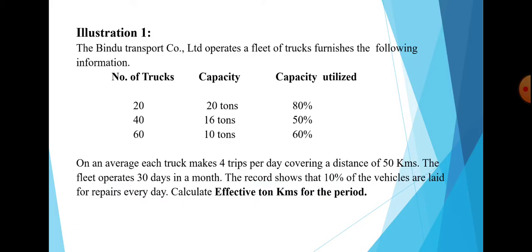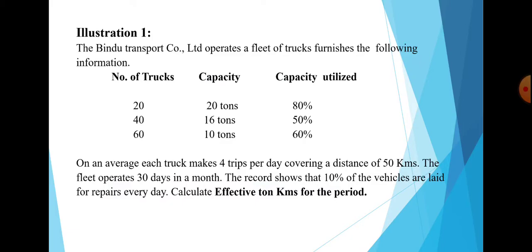On an average, each truck makes 4 trips per day covering a distance of 50 kilometers. The fleet operates 30 days in a month. The record shows that 10% of vehicles are laid down for repairs every day. Calculate effective ton kilometers for the period. So in this problem, they have asked for the calculation of effective ton kilometers for the period.